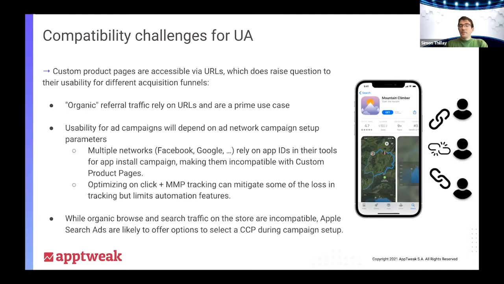If you're using other networks that basically create the campaigns with MMPs, you can look into what MMPs have to offer, because they already have solutions in place to have a redirect instead of the basic app install setting. So this could still work, but you will have to do some extra work around this to mitigate the loss. And you will still have limitations around automation features, but this is currently the best way to really optimize on click, but also make sure that those clicks do convert into users and ideally into paying users.